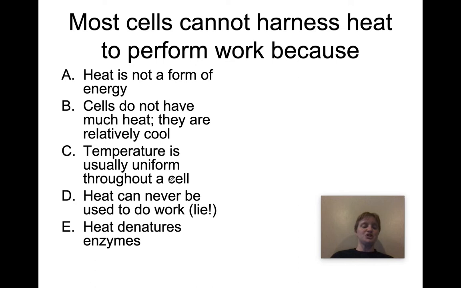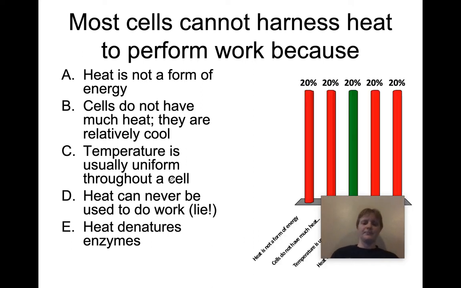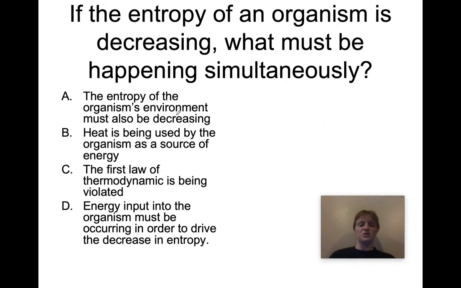C, temperature is usually uniform throughout a cell. D, heat could never be used to do work. That's a lie, I'm just throwing that out there. And E, heat denatures enzymes. So why can cells not usually use heat to do work? It's because temperature is usually uniform throughout a cell. There's not a difference in temperatures between one part of a cell and another part of the cell. They're just too close together. Heat tends to move too much.